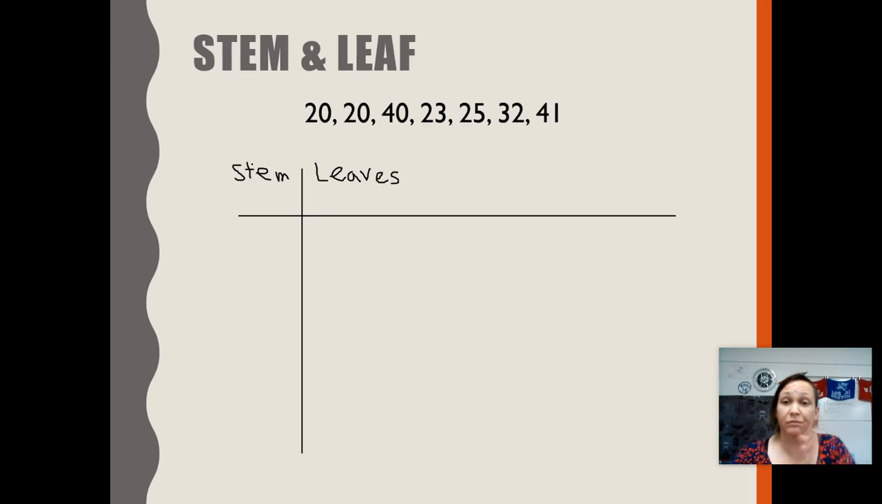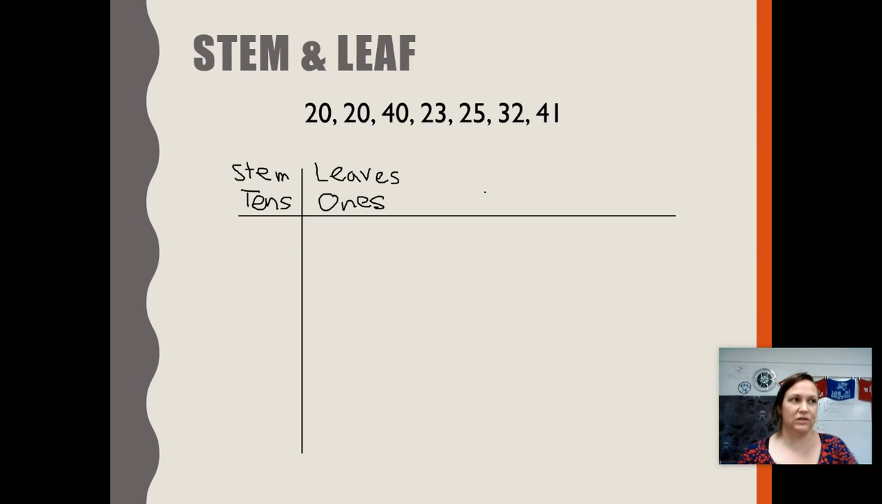In the stem column, you're going to write the number from the tens place. And then in the leaves column, you're going to write the number from the ones place. And then it's just going to be a list of numbers. It's a little bit more vertical.